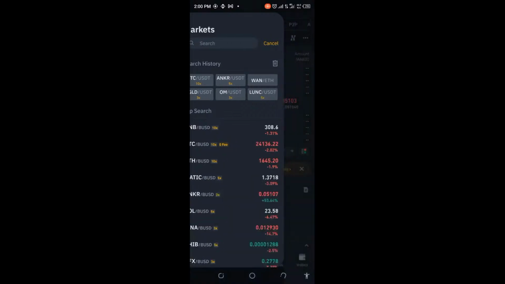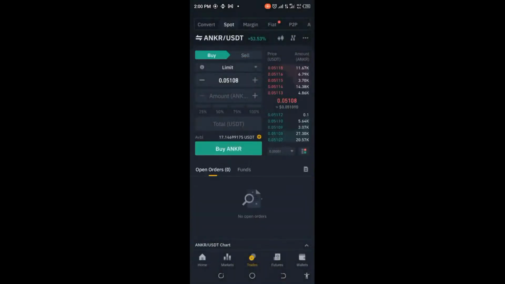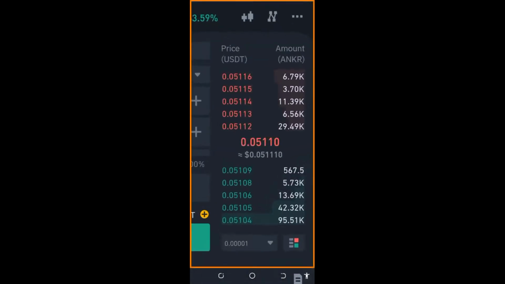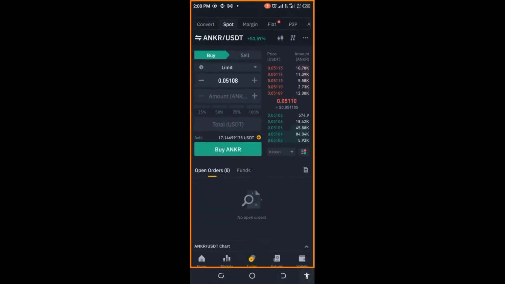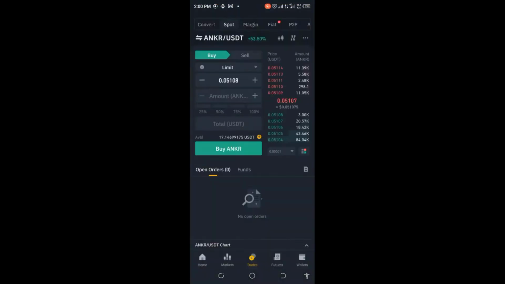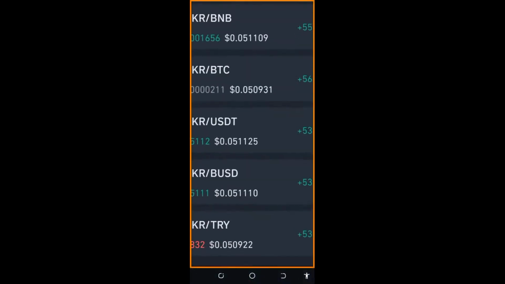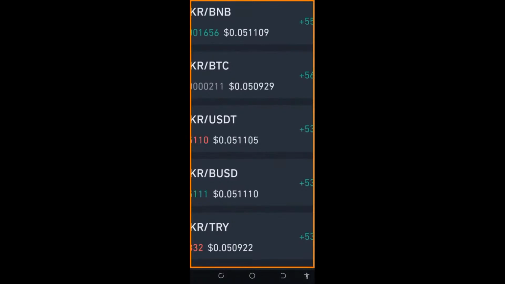So let me go back to ANKR USDT. What is the price right now? Okay, the price is 0.5110. Let's go check the compare markets, because it's really flipping and flopping. Okay, as you can see here, BTC is 0.509. USDT is definitely going to get back to 0.509, and I'm going to put it back at 0.509. That is what I am going to put it back as, and that's what I'm going to sell it as.